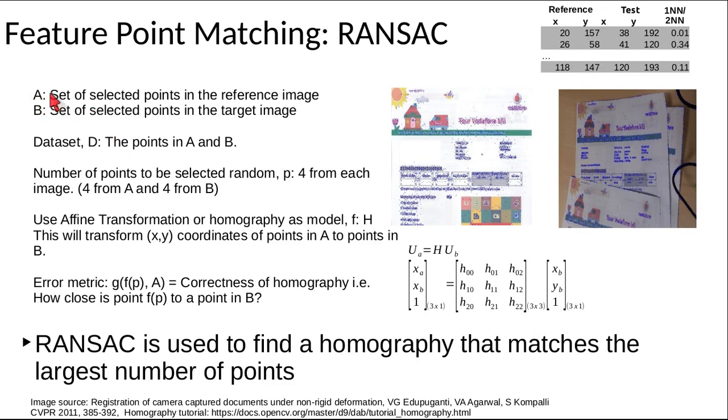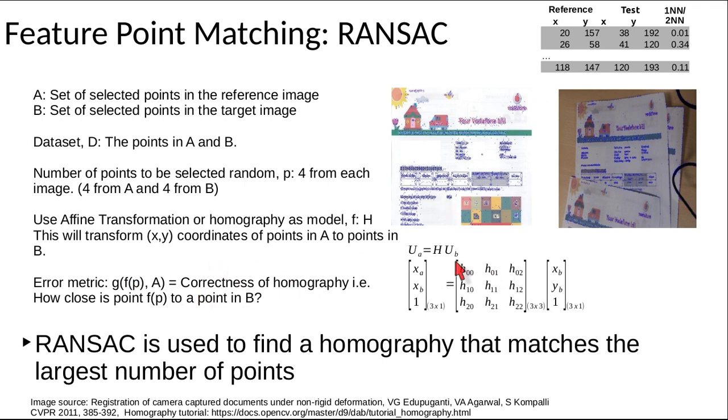In the RANSAC method, we have the set of selected points in the reference image, which we call A, and the set of selected points in the target image, which are the set of points in B. The dataset D would be made of all of these points. The number of points that have to be selected at random to compute this homography is 4 points from each image. So you need 4 points from the set A and 4 points from the set B to compute this homography matrix. We can use either affine transformation or non-affine homography as a model. This would transform the x and y coordinates from this set UA to the coordinates in set B. The error metric would be the correctness of homography.